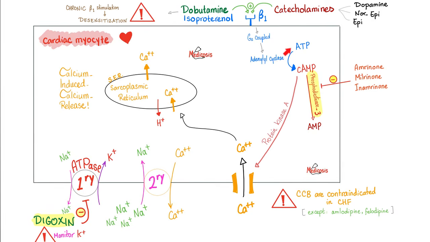Which means we'll convert ATP into cyclic AMP, which activates protein kinase A, which opens the calcium channel. Calcium enters into the cardiac muscle cell. Calcium-induced calcium release. From where? From the jail of calcium, the sarcoplasmic reticulum. And this calcium will make actin and myosin bind to one another, and boom, you have contraction.